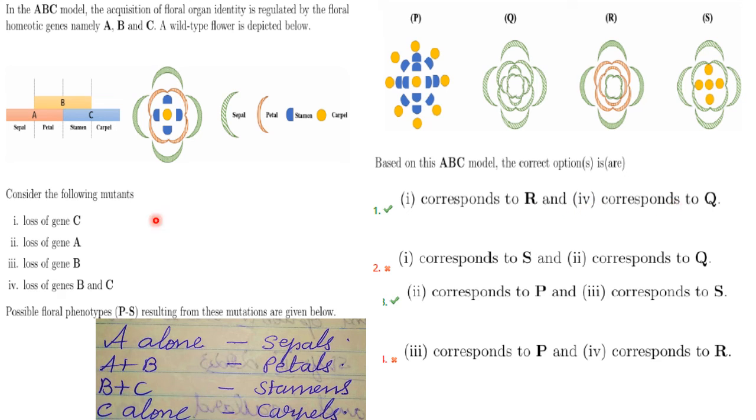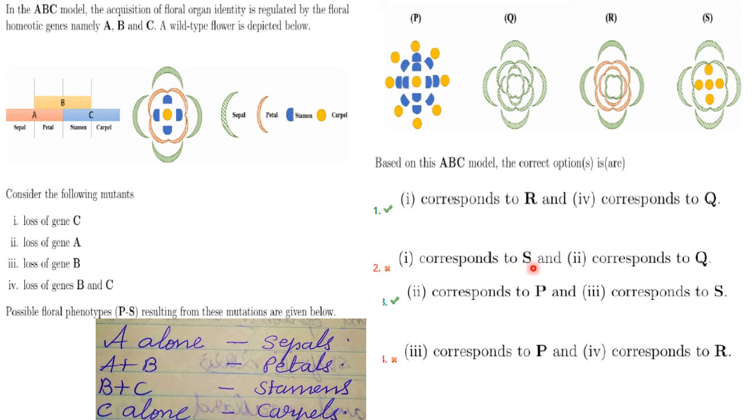Now the fourth one is loss of genes B and C. If there is a loss of genes B as well as C, B is involved in petal and stamen production and C is involved in carpel production. So what will be left out? Only A alone will be expressed. So sepals alone will be produced. That is seen in diagram Q. So this fourth one corresponds to Q. Then second one corresponds to S.